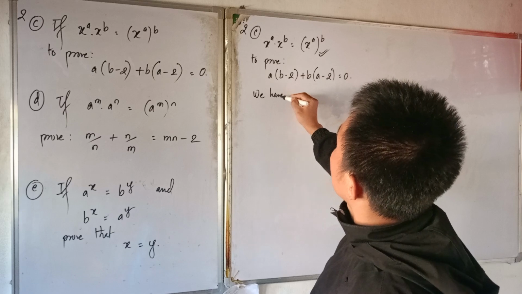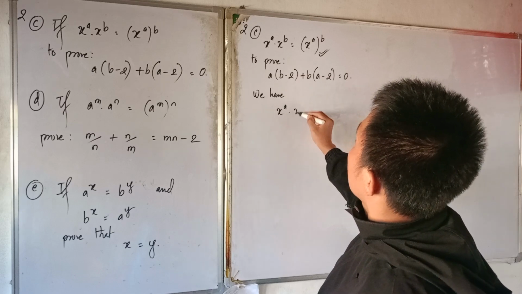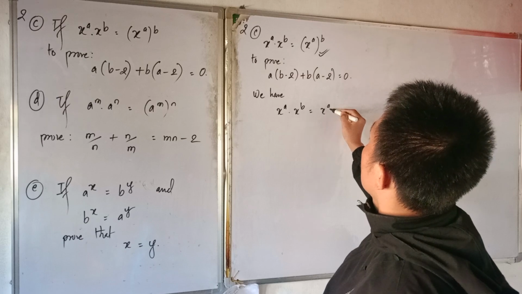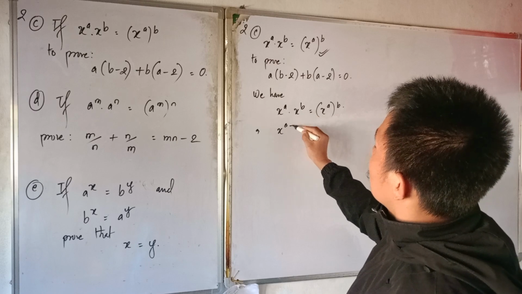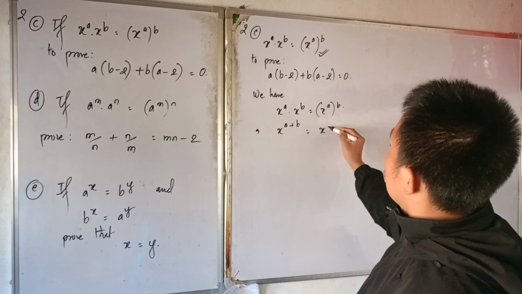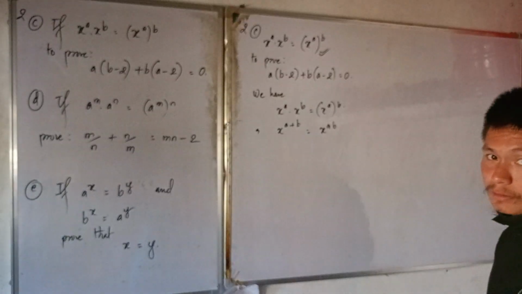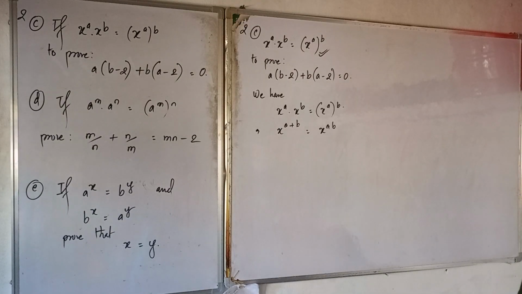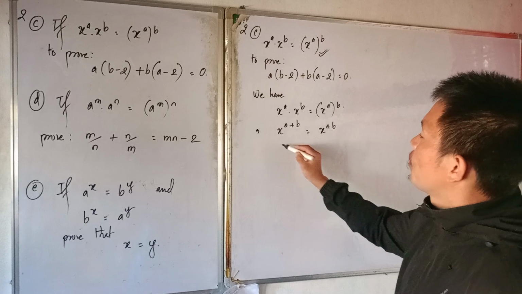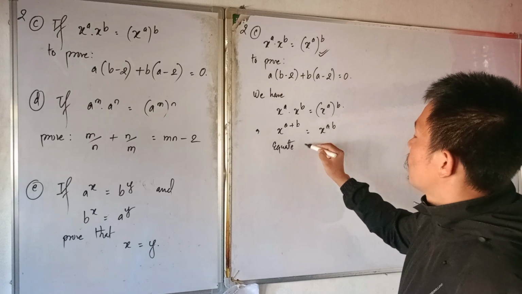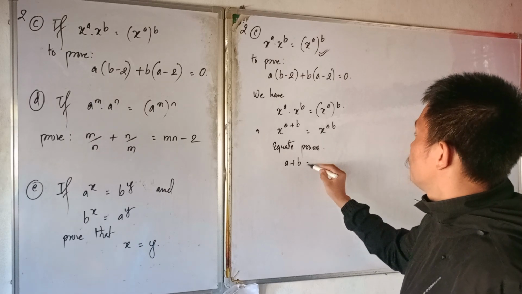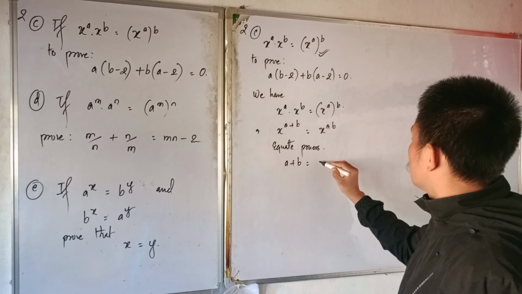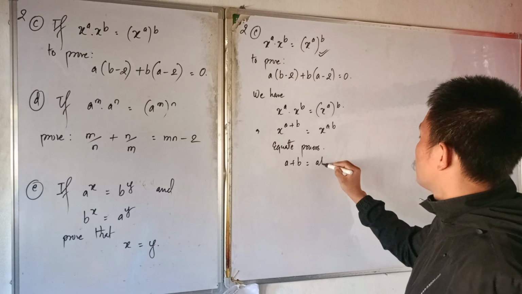We have x^a times x^b equals x^(a+b). Now the base is the same, so we can just add the powers. Here we multiply ab, right? Having the same base, you can equate powers, and you get a + b = ab.